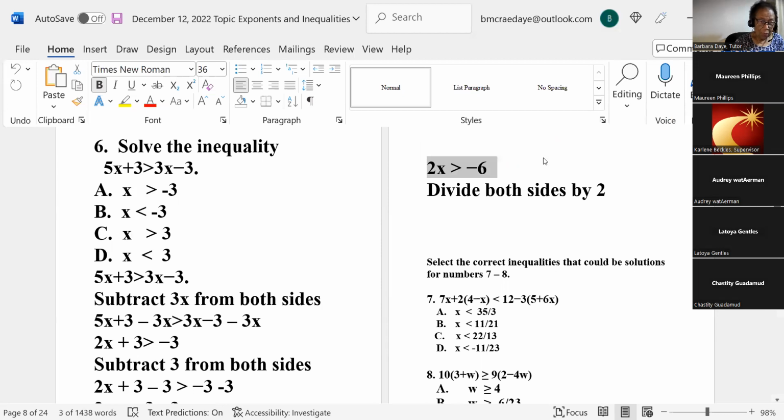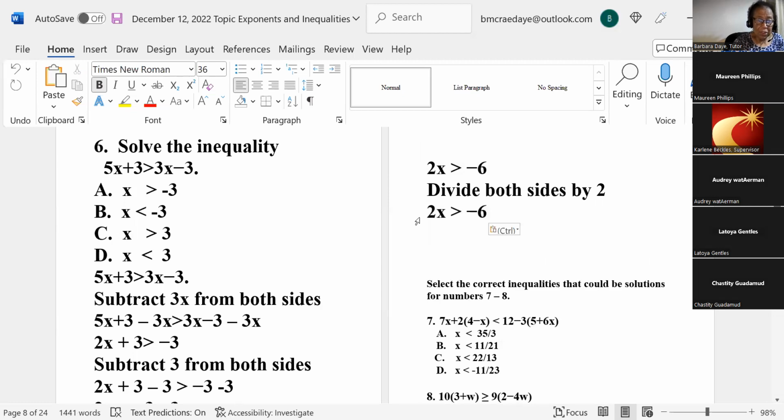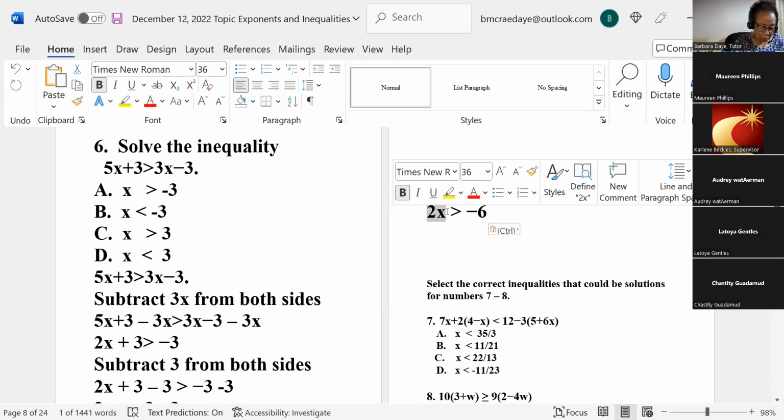On the left side. Well, let me just put the 2 there.